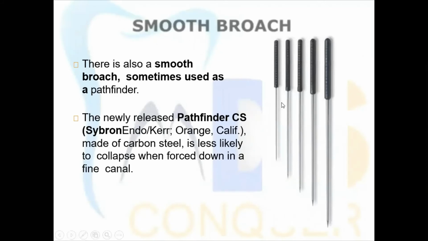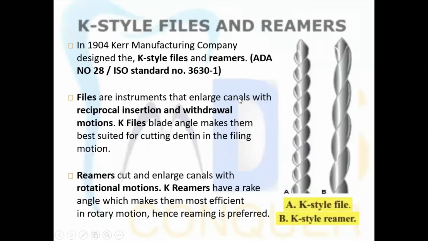And then here come the smooth broaches. Smooth broaches are broaches which are devoid of barbs on their cutting surface, and are also used as pathfinders. And next, the hand operated instruments are K type instruments, which include files and reamers. These are manufactured by Kerr Manufacturing Company with the ADA specification number of 28.